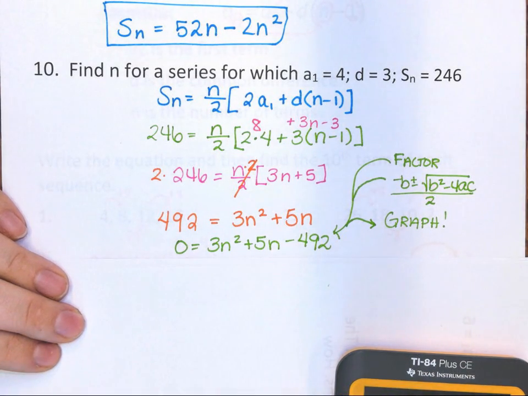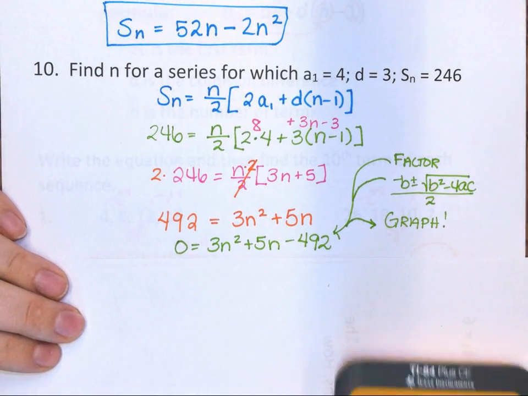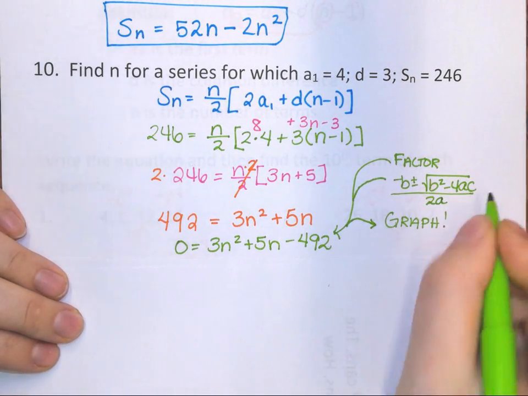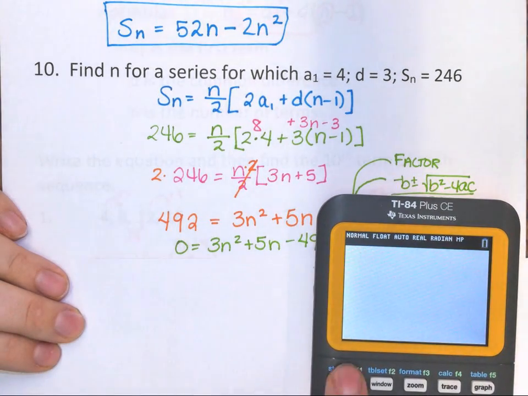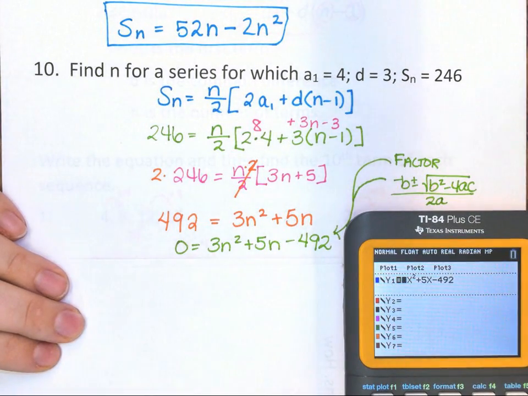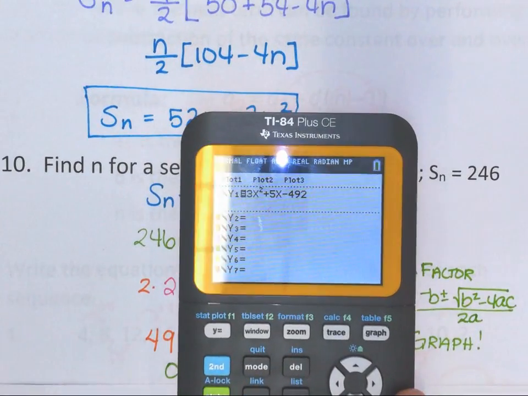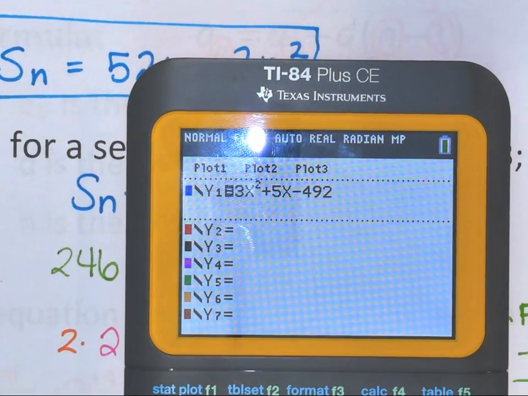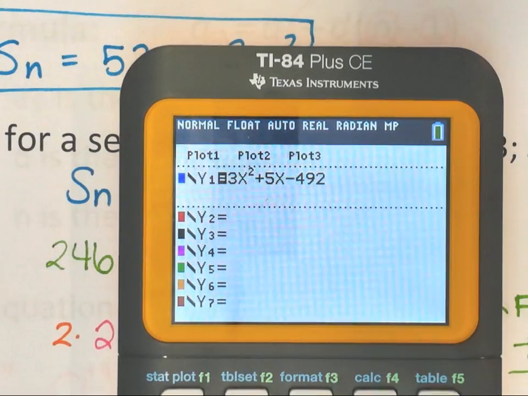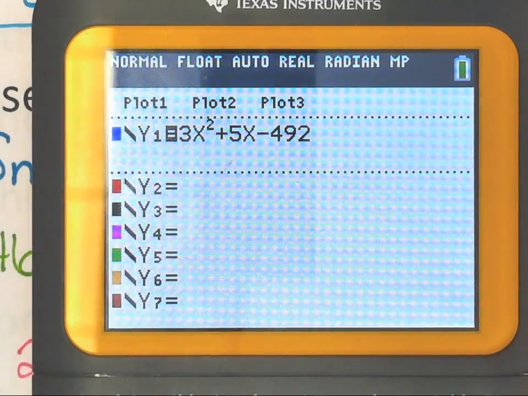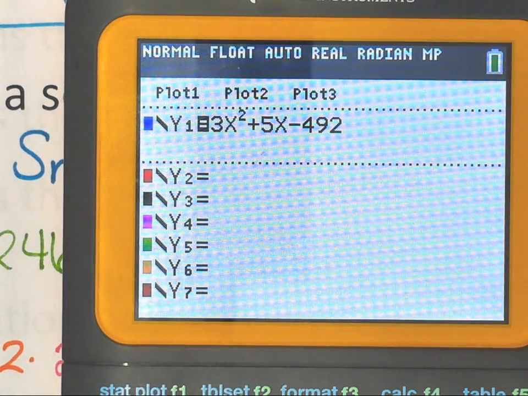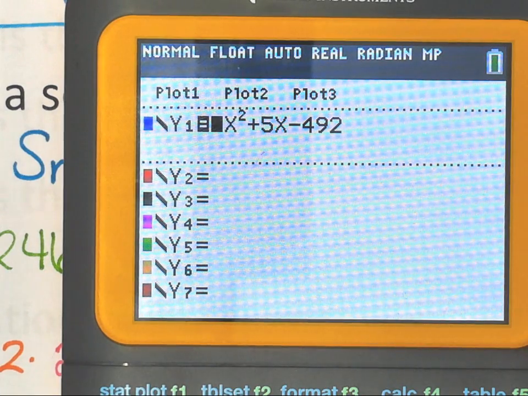It's not that hard. Isn't it all over 2a? Did I just write 2? Yes, thank you. All over 2a. Much obliged, my dear. So I'm going to go to my y equals, and I'm going to type in that equation. Okay? A little bit closer. And then, could we type in the original equation and just find the intersection with 246? You could, but this is actually going to be easier.